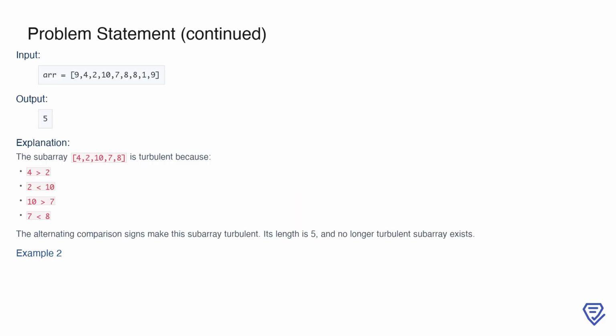For example, consider the input array 9, 4, 2, 10, 7, 8, 8, 1, 9. The output for this input is 5 because the subarray 4, 2, 10, 7, 8 satisfies the turbulent condition. Specifically, 4 is greater than 2, 2 is less than 10, 10 is greater than 7, and 7 is less than 8. This alternating pattern of comparison signs makes the subarray turbulent. No longer turbulent subarray exists within the array, so the result is 5.